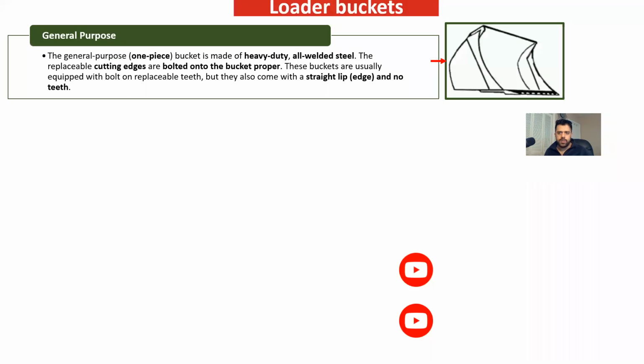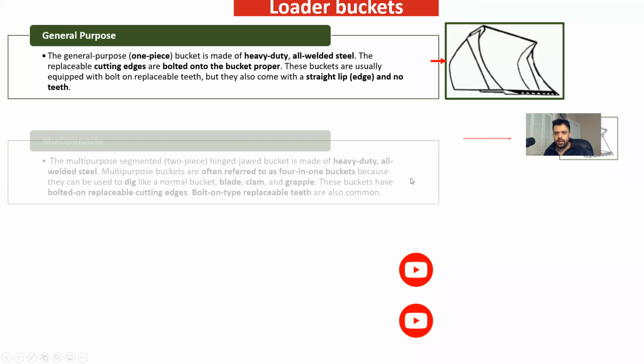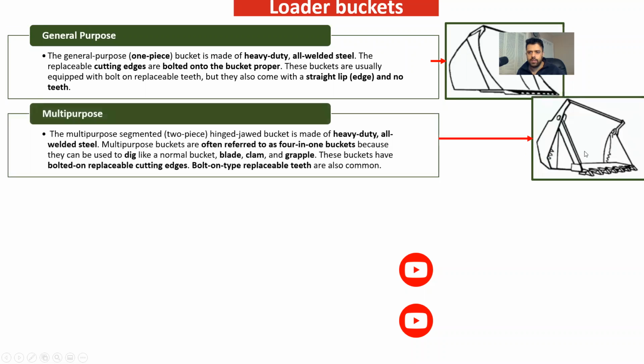All right, so loaders could come in different types of buckets. The general purpose bucket looks like this. Then we have the multi-purpose. Sometimes they call it 4-in-1 because it could do different types of operations for us.